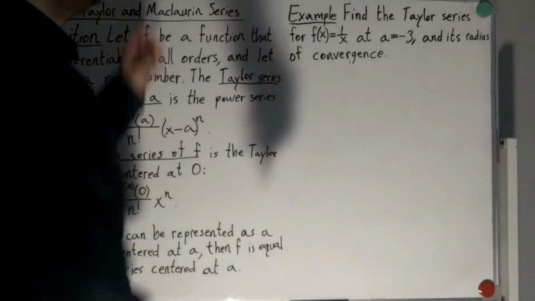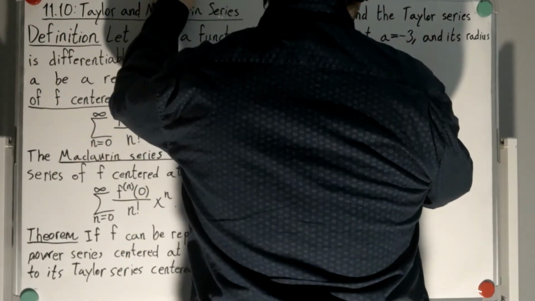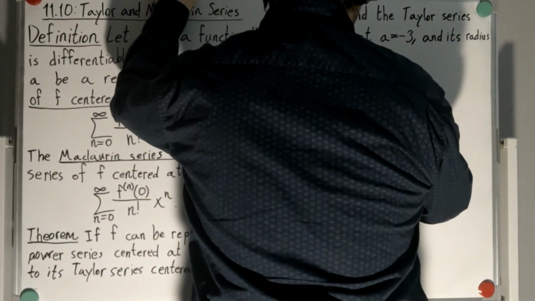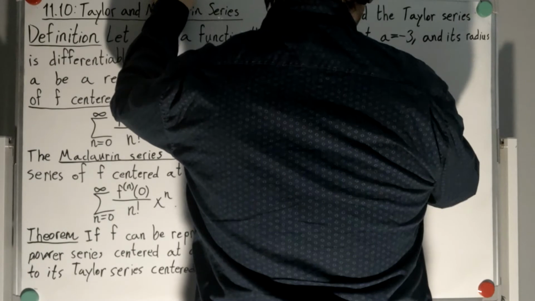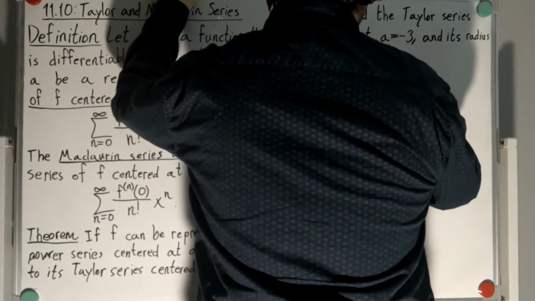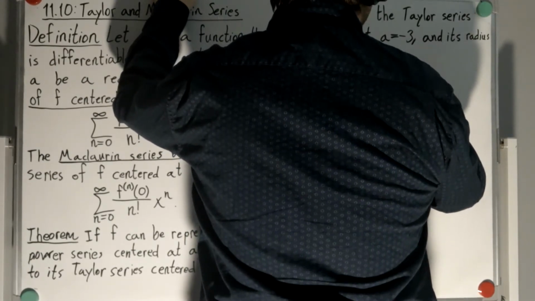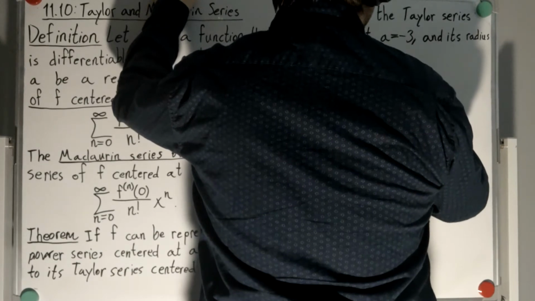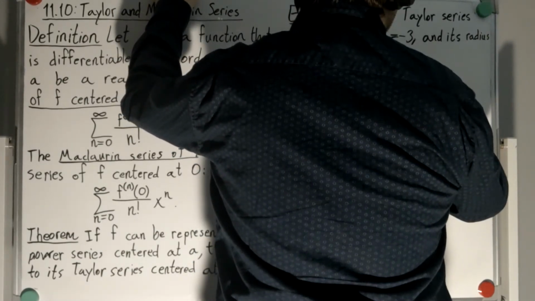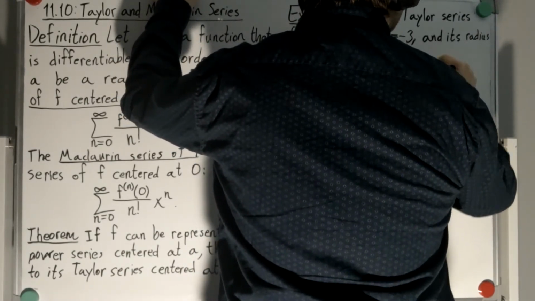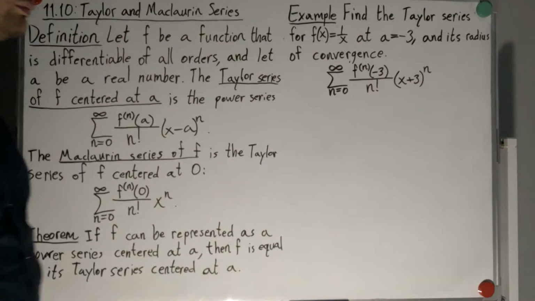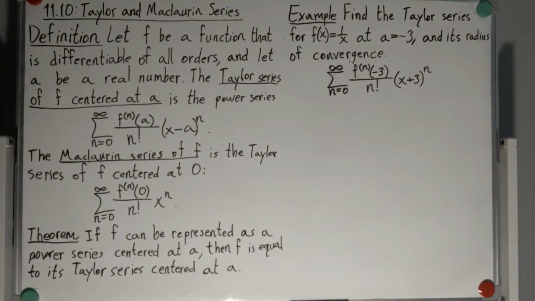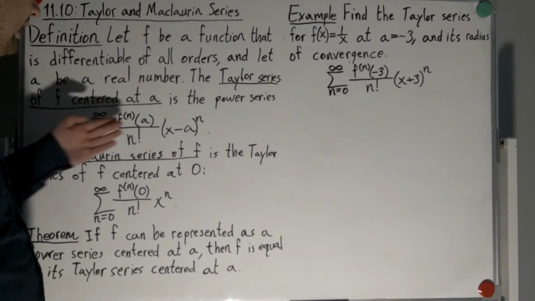Okay, so once again, all we need is just the sum from n equals 0 to infinity of the nth derivative of f evaluated at negative 3 divided by n factorial times x minus negative 3 to the nth power. Okay? And that's just from the definition of the Taylor series when a is negative 3.